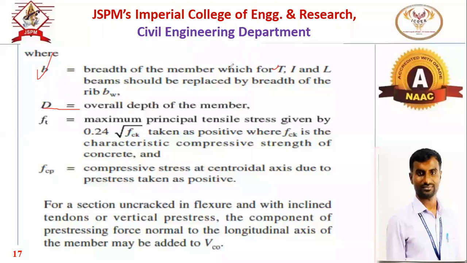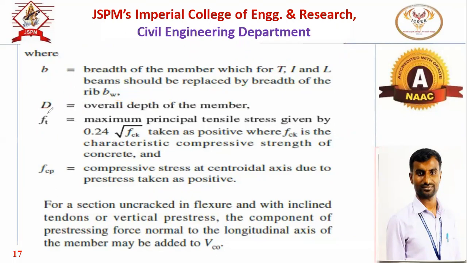Now the small b is the width of the member. For T and L beams it should be replaced by the width of the rib, that is bw. It should be replaced by the width of the web. Width of the web means, in case of the T section, I section and L section, this b is equal to bw, width of the web. D is the overall depth, that we know.